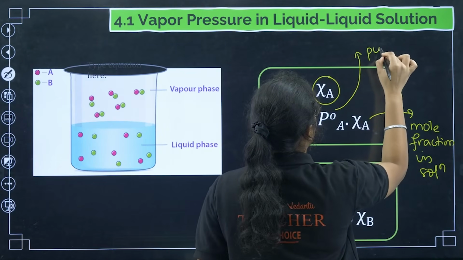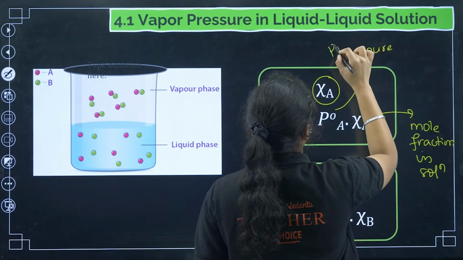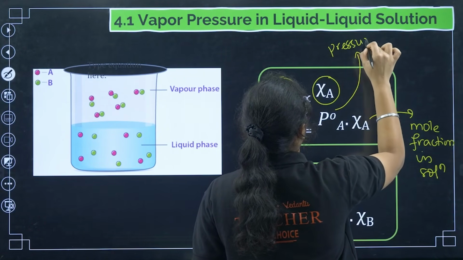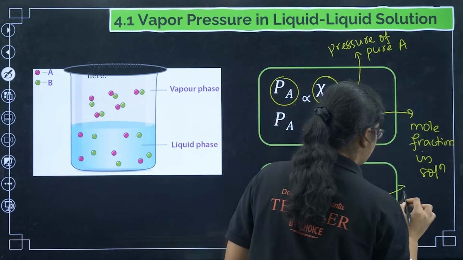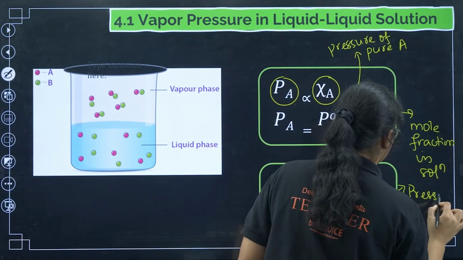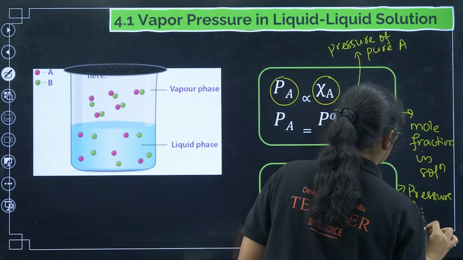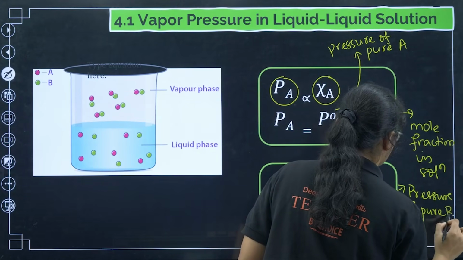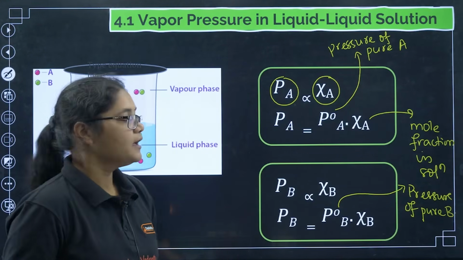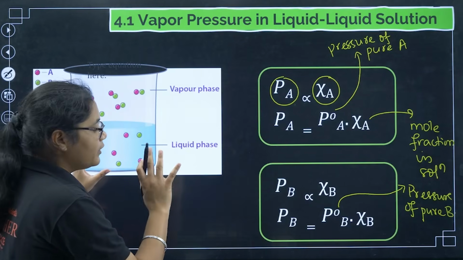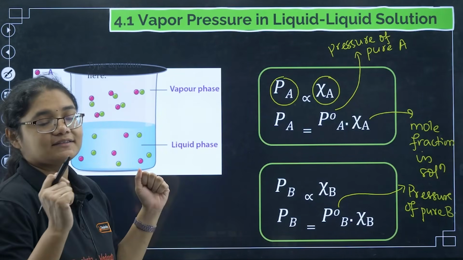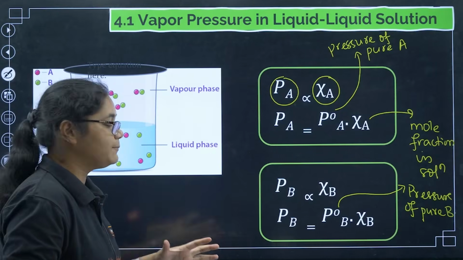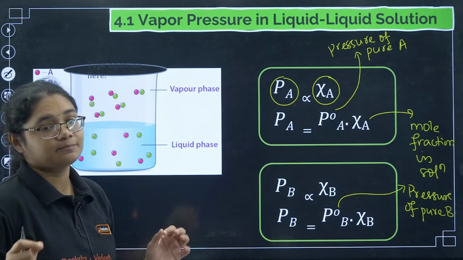It is the pressure of pure A. And what is P naught B? Pressure of pure B. Okay, clear? It means when there is no B present, whatever pressure is created, that is P naught A. When there is no A present, whatever pressure is created, that is P naught B.